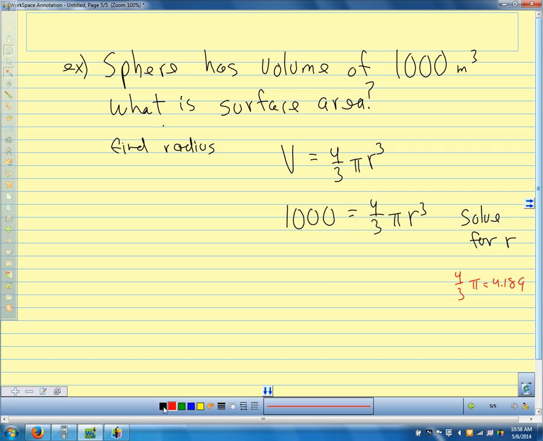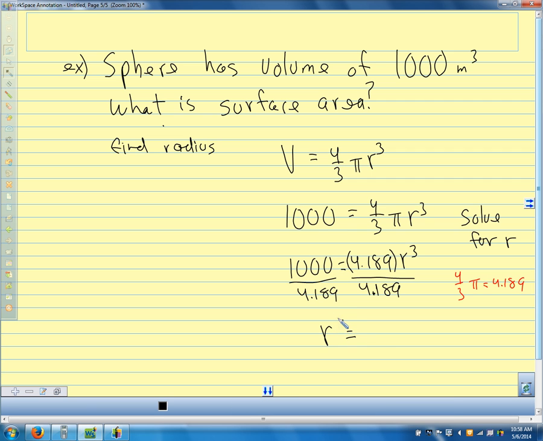So then I just put that in here, so 1,000 equals 4.189 times r cubed. And then what Mitch said was let's divide by 4/3 pi. So 4/3 pi is just this number. So I'm going to divide that by 4.189. So I get r cubed equals, when I divide 1,000 by 4.189, I get 238.72. And this is r cubed.